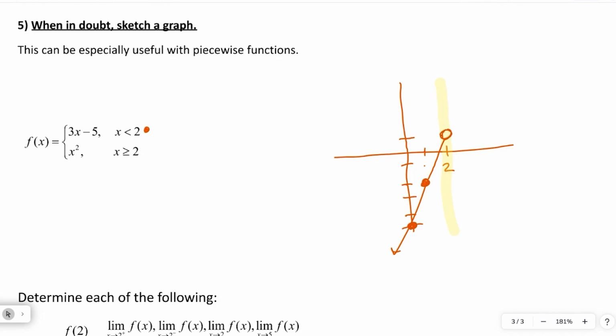And then as soon as I hit 2, and including 2, I'm going to start graphing x squared. Well, what's 2 squared? 4. So 1, 2, 3, 4. Got a point here. And it's just the parent quadratic graph. Hopefully you're familiar with that. It's just a parabola. It's got points like (0, 0), (1, 1), (2, 4), (3, 9). And so basically you're seeing this part of the graph. Okay, now once we have the picture, I think finding the limits is a lot easier.